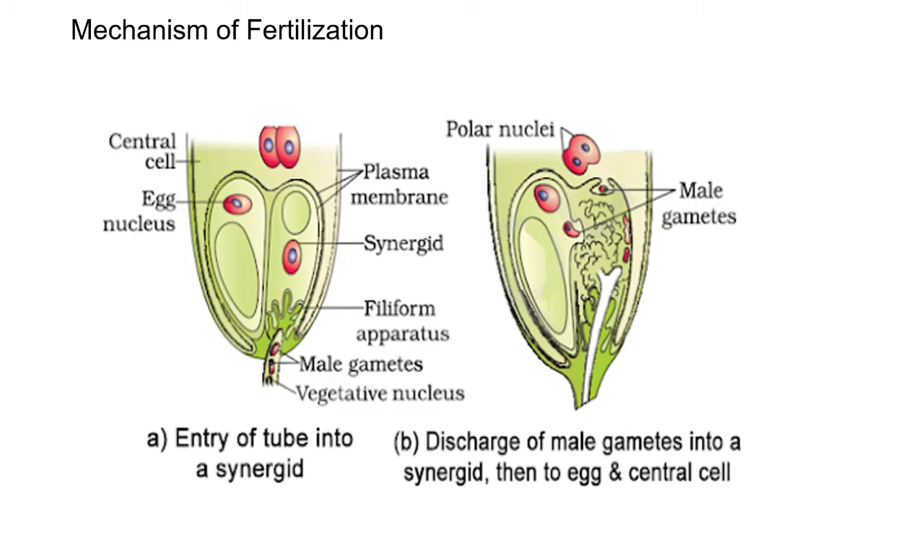Next point, as per our syllabus, the mechanism of fertilization. This diagram shows the discharge of pollen or male gametes or sperm through the synergids, and they come in contact with the egg cell. When male gametes are discharged inside the embryo sac, they have a distinct cytoplasmic sheath. However, earlier it was assumed to be only male nuclei without a cytoplasmic sheath.